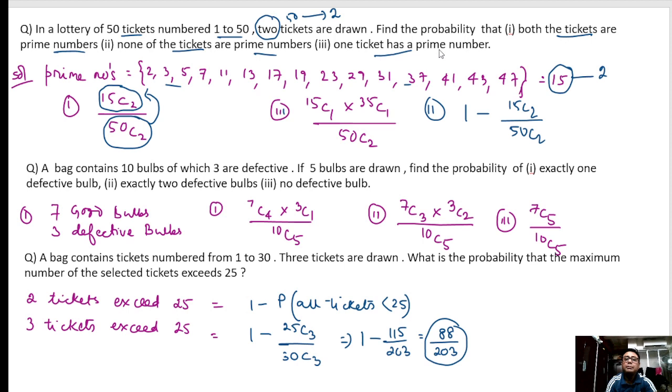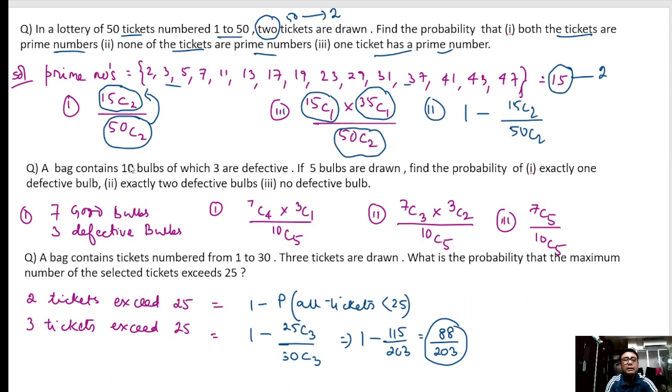One ticket is a prime number and the other one is not a prime. So from 15 prime numbers I will choose one, and from the rest 35 numbers I will choose another ticket. So this is out of a total of 50 tickets. That is the answer of the third part.